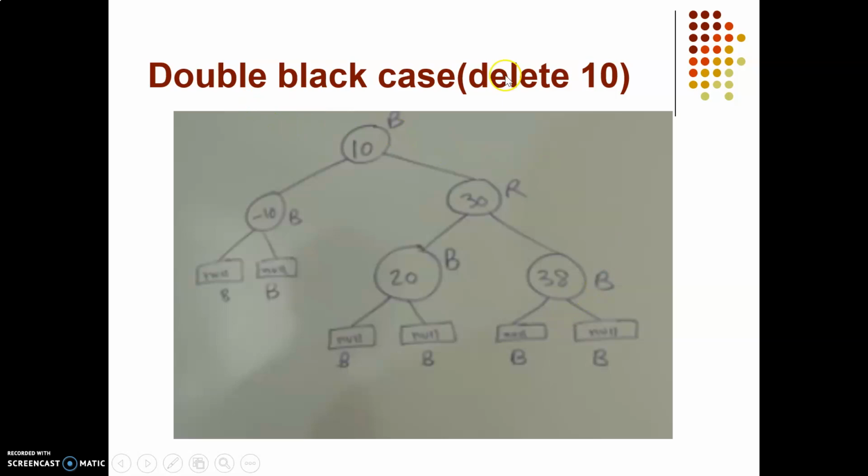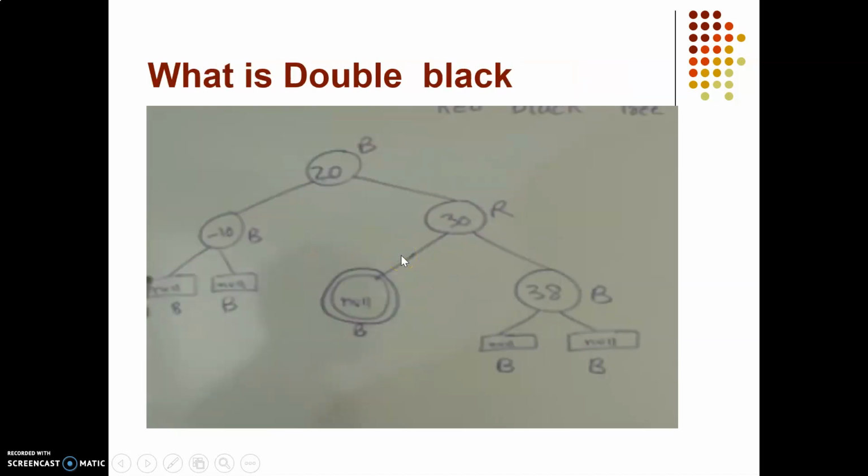Then again, these are the double black cases. Let us suppose we need to delete 10. The in-order successor of 10 is also of black color. So let us suppose when I'm deleting 10, 20 will be replaced here and 10 will be here. Again, the child of 10 is of black color. So deleting 10 will make this node a double black node, which is represented by a double circle. 20 is replaced here and this will be a double black circle. Now we have to remove this.